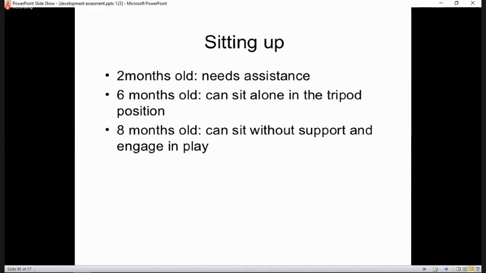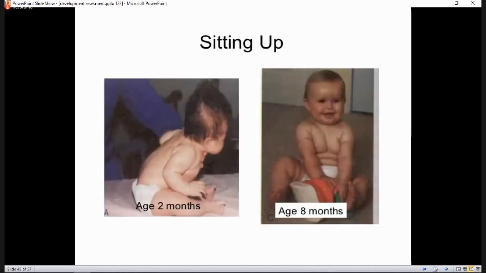Sitting: a 2 months old needs assistance, a 6 months old can sit alone in a tripod position, and an 8 months old child can sit without support and engage in play. You can see this child. A 2 months old needs support as compared to the 8 months old, who is sitting very steadily with no support and is playing.